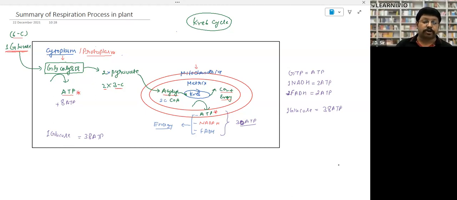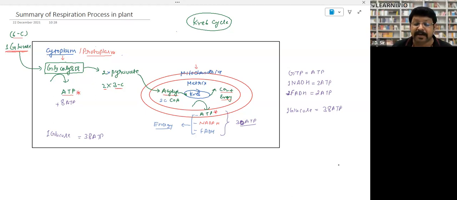Krebs cycle is the process during which complete burning of glucose takes place and energy generation takes place. But pyruvate is a 3-carbon compound. It can enter inside the mitochondrial membrane, but it cannot participate in the Krebs cycle. So it has to convert into a 2-carbon compound, that is acetyl coenzyme.